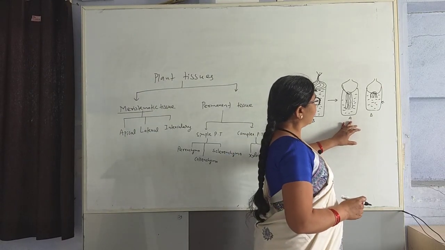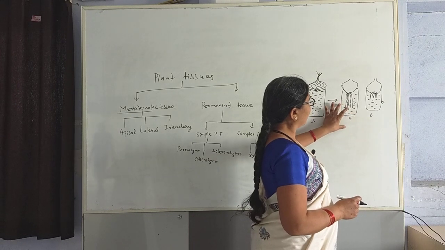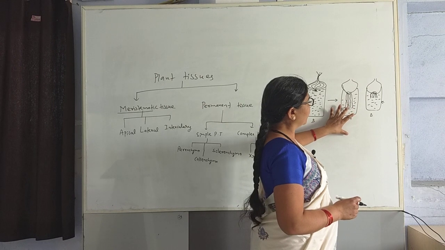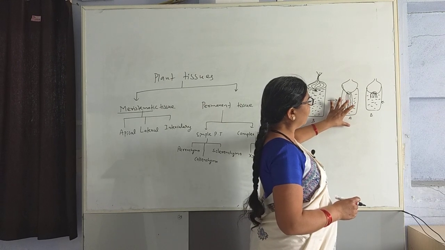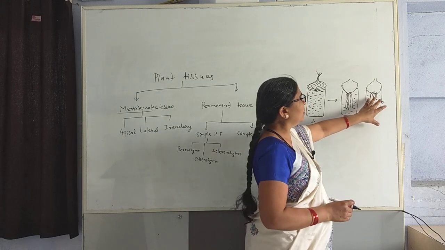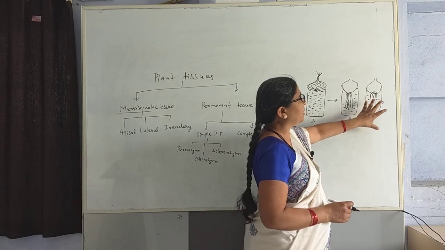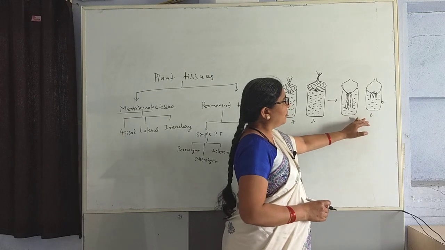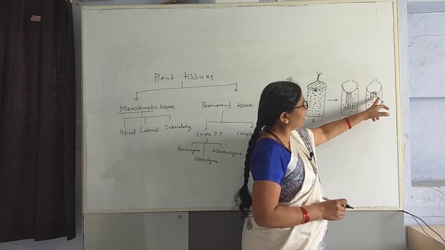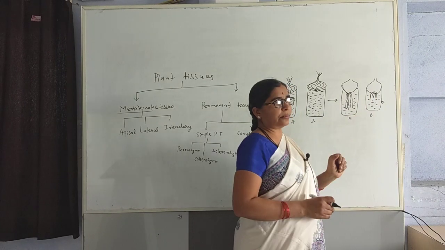After 2 days, we will see in jar A the continuous growth of the root. The roots grow and become longer, but we can't see the growth of the roots in jar B. Why? This is because we cut the root tip.